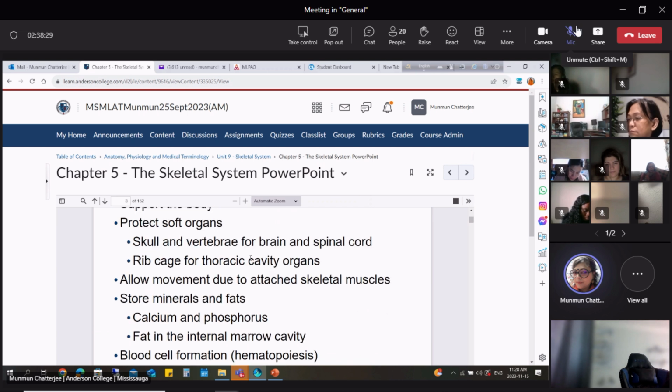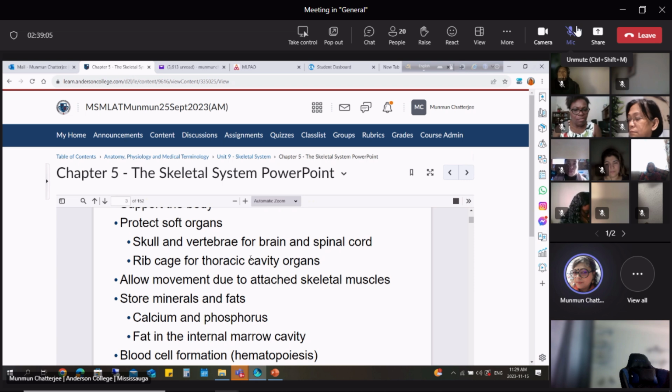What type of organ? Skull protects the brain. Vertebrae or spinal column protects your spinal cord. The spinal cord is the main stem from the brain, the neuronal tissue, which sends all the nerves all around the body. So that is the spinal cord. Then we have the rib cage for thoracic cavity organs.